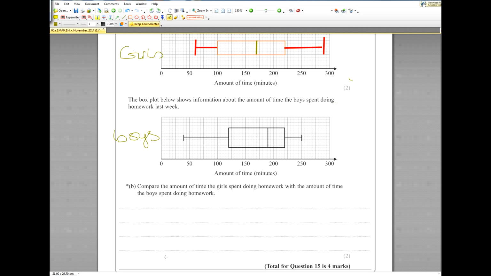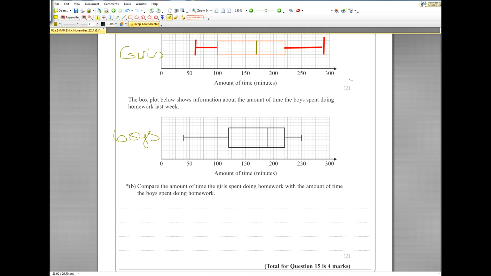Okay, are we happy with that? Now, what do we need to compare? We need to compare the spread. And the spread is the interquartile range. We need to make a comment about the interquartile range. What have you realized about the interquartile range for the girls and the boys?